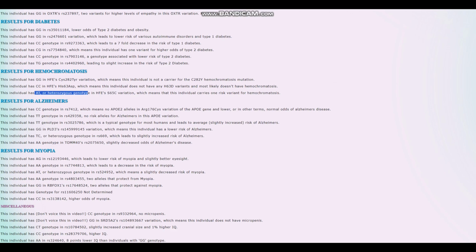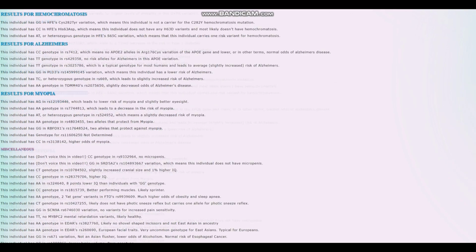Hemochromatosis, in case you don't know, is an illness of iron. You get too much iron building up in your system, and it's really scary, actually. It doesn't sound that bad, iron building up, you know, you're told to eat iron, it's healthy, but when it builds up, it really messes with your kidney and liver, and you end up dying if you don't treat it. It's commonly called the Celtic curse. So this Loschbour individual actually carries 1 risk variant for that.